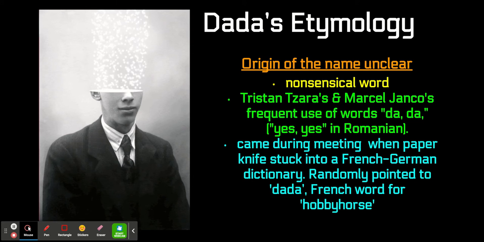There's another legend that because they loved randomness, they threw a knife into a dictionary and randomly picked a word off of a page, and it happened to hit the French word, because it was a French-German dictionary. Dada is the French word for hobby horse. And there's even more silly ones, but there's no consensus about what it is.